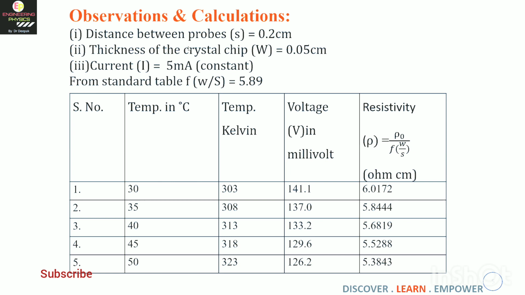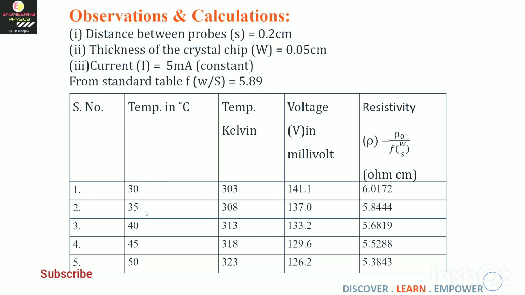The distance between the probe, that is S, is equal to 0.2 centimeter, and the thickness of the crystal chip W is equal to 0.05 centimeter, and the current I have selected is 5 milliampere, that is constant for the whole set of readings. And from the table, we can get the value of function W by S is equal to 5.89. I have selected the temperature 30 degrees Celsius, converted into Kelvin, 30 plus 273, we get 303 Kelvin temperature, and the voltage in the millivolt, that is 141.1.